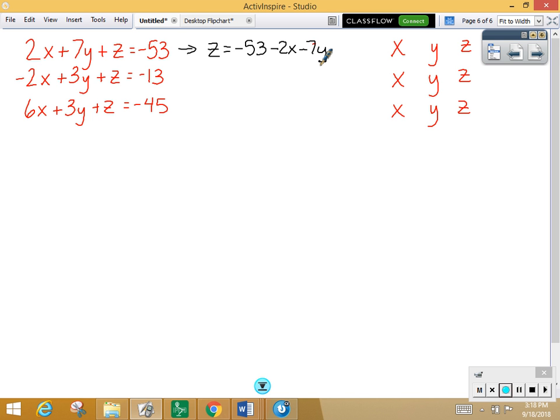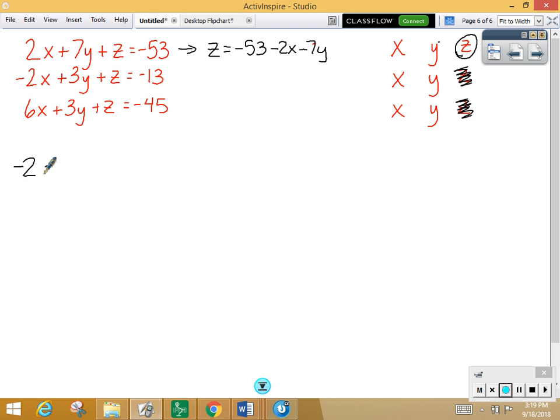Now that I know what z equals in the first equation, I'm going to come over here to my chart and I'm going to circle z because I know what it equals. And that means I've solved for z in my first one. And what I want to do with that is replace the z in the second and third equation. So I'm not going to have a z over here anymore, and I'm not going to have a z in the third equation anymore after I'm done substituting. So let's see what that looks like.